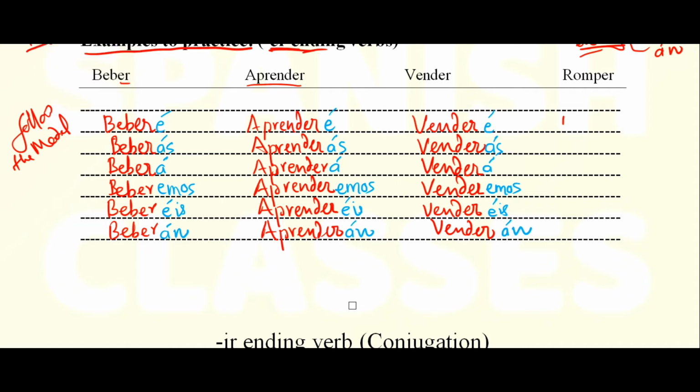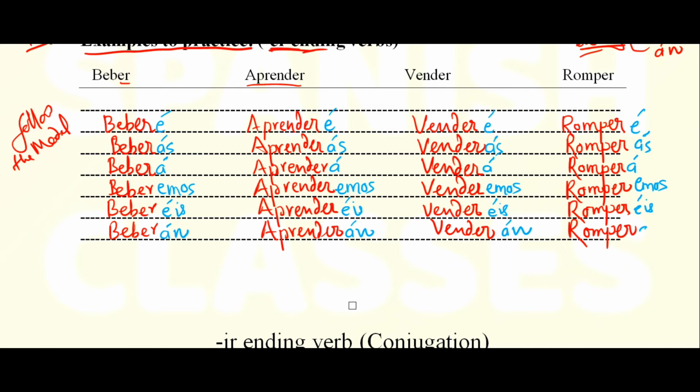Last verb in the list is romper. Okay, 6 times. And one important point to be noted, in pronunciation, if R comes in the beginning, we pronounce it like a rolled R. That's why I'm pronouncing it romper. Romper 6 times. Okay, suffixes. A, as, a, hemos, eis, an. All 4 conjugations done.